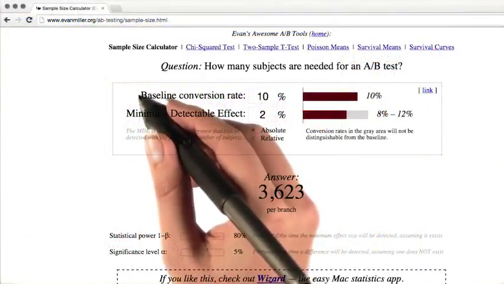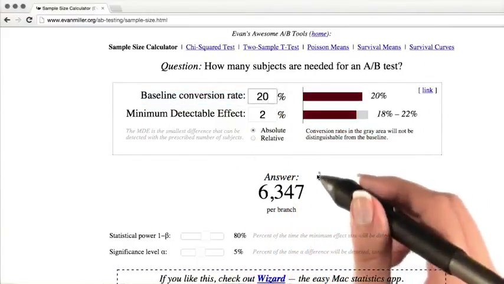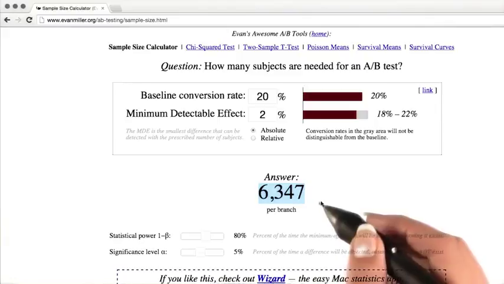So now in the online calculator, I'll try increasing the baseline conversion rate to 20%. And sure enough, the sample size went up to about 6,000.